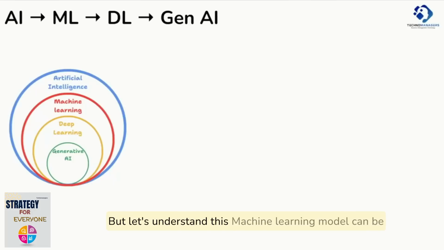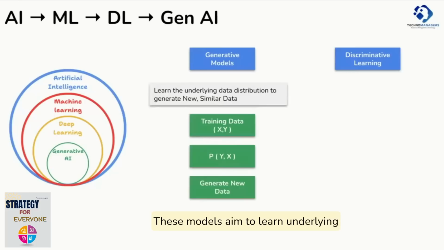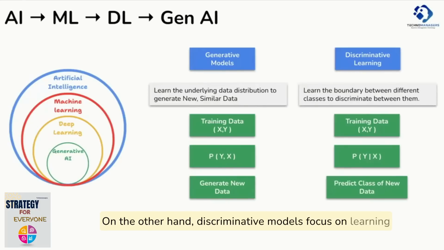But let's understand this. Machine learning models can be of two types: generative models or discriminative models. Generative AI is built upon generative models. These models aim to learn the underlying probabilistic distribution of the data. What does this mean? This means generative models learn about how this data was generated, and using this they are able to generate new samples, correct? On the other hand, discriminative models focus on learning the boundaries between the classes or the categories. So they aim to predict the probability of a data point belonging to a certain category or class.